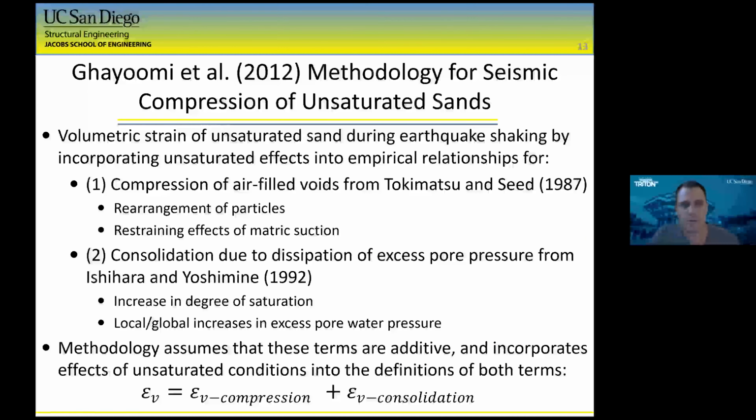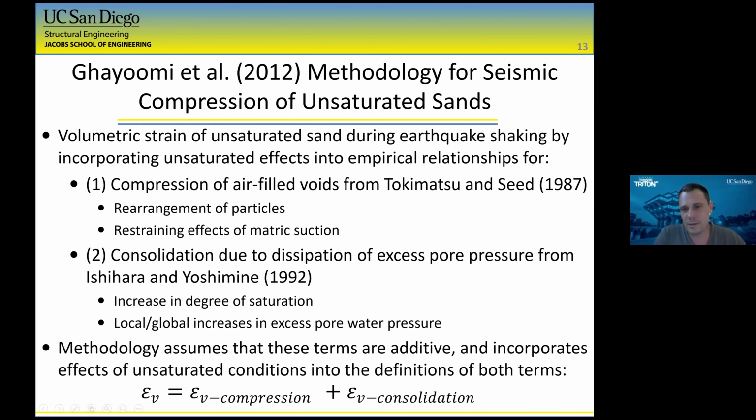So the past work that has been developed on this topic for the methodologies has been primarily empirical. My previous student, Majid, who's now a professor at the University of New Hampshire, developed an empirical model where he combined the relationships from Tokimatsu and Seed for dry soil collapse and the consolidation due to dissipation of excess pore pressure from Ishihara and Yoshimine into a single equation, and had some linkages with the degree of saturation on top of that, and basically added those two mechanisms of seismic compression to come up with your overall seismic compression.